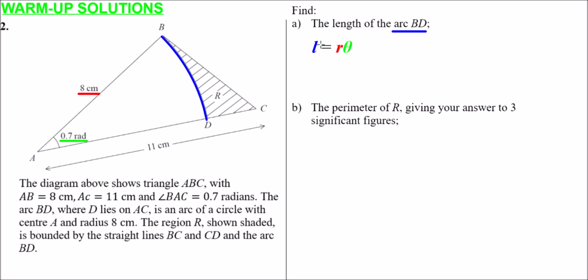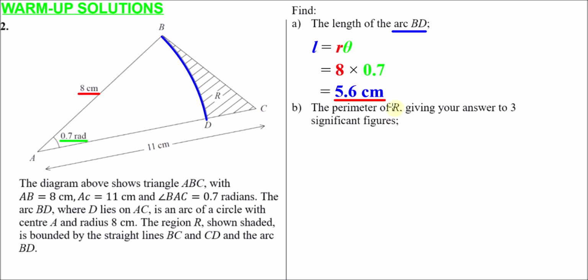Plugging these values into this equation here will give us that the arc length is just 8 multiplied by 0.7, which of course gives 5.6. So the arc length is 5.6 centimetres. Part B, the perimeter of R, is what we need to find next, giving answers to 3 significant figures.